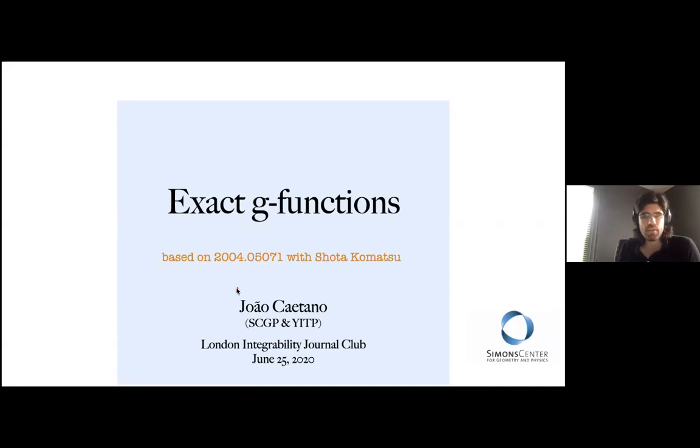Indeed, this is a work about exact G-functions. So the goal was to reformulate this problem in terms of some functional equations of the thermodynamic Bethe ansatz type. And this is based on this work that appeared recently, so it appeared in April. So let me start by some brief introduction about the subject of functional equations.